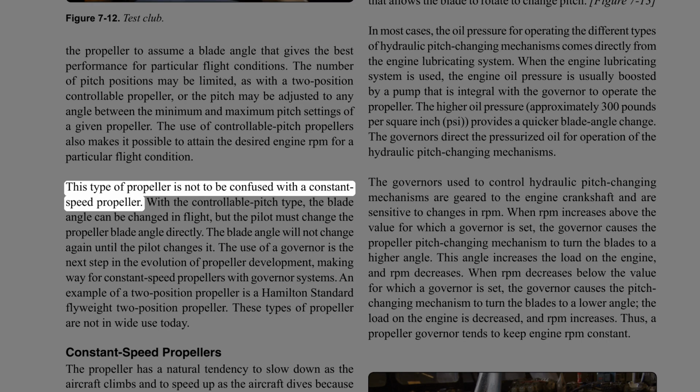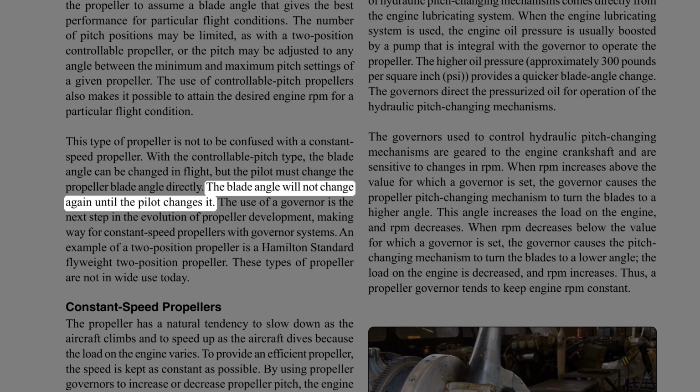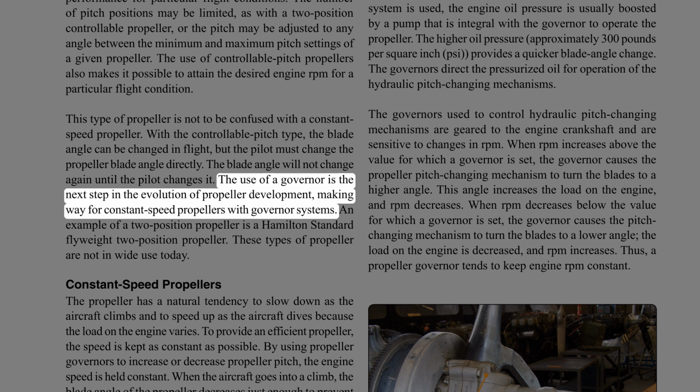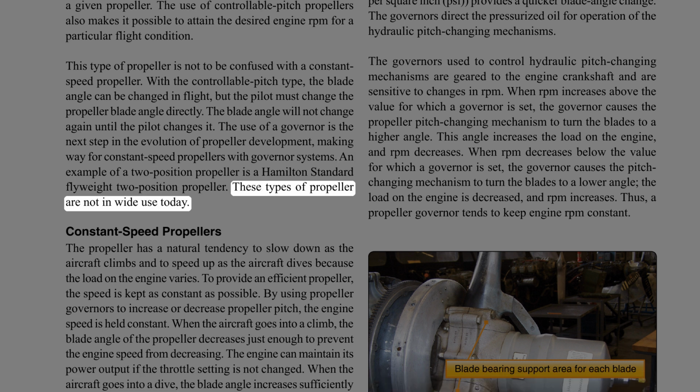This type of propeller is not to be confused with a constant speed propeller. With the controllable pitch type, the blade angle can be changed in flight, but the pilot must change the propeller blade angle directly. The blade angle will not change again until the pilot changes it. The use of a governor is the next step in the evolution of propeller development, making way for constant speed propellers with governor systems. An example of a two-position propeller is a Hamilton Standard flyweight two-position propeller. These types of propeller are not in wide use today.